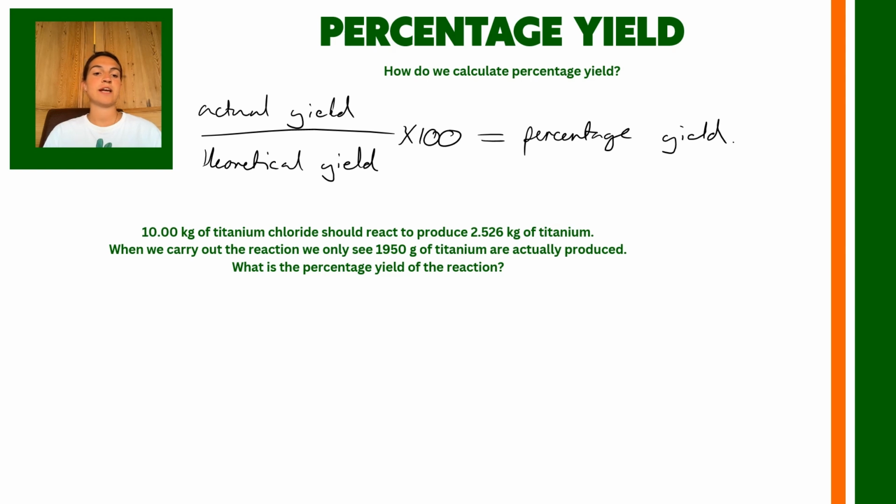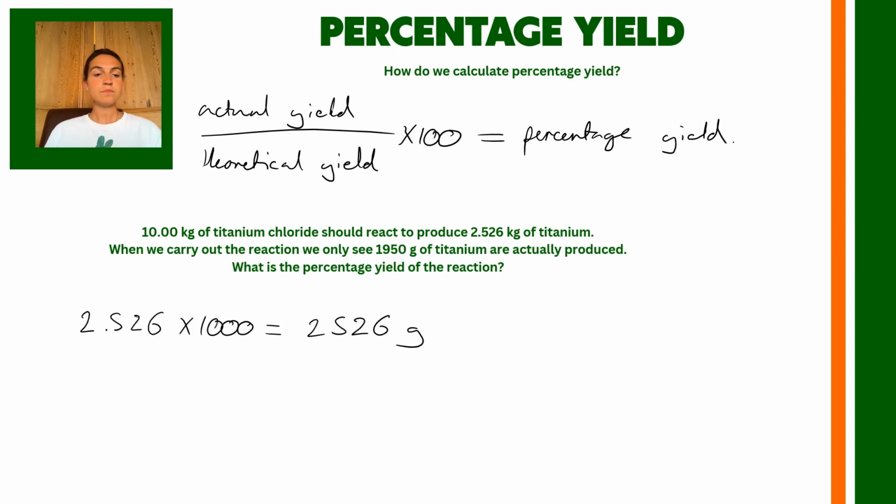10 kilograms of titanium chloride should react to produce 2.526 kilograms of titanium. When we carry out the reaction, we only see 1,950 grams of titanium are actually produced. What is the percentage yield of this reaction?